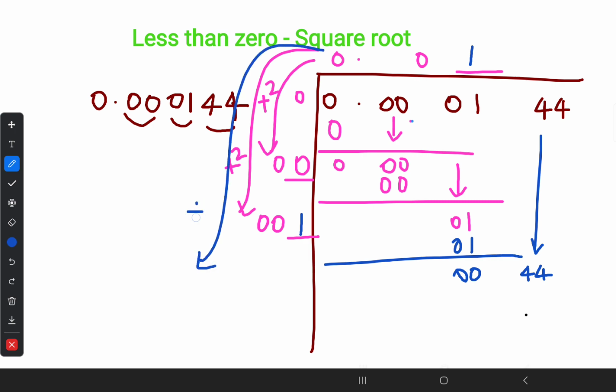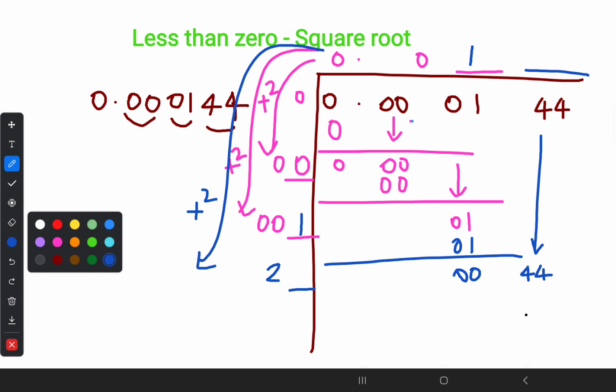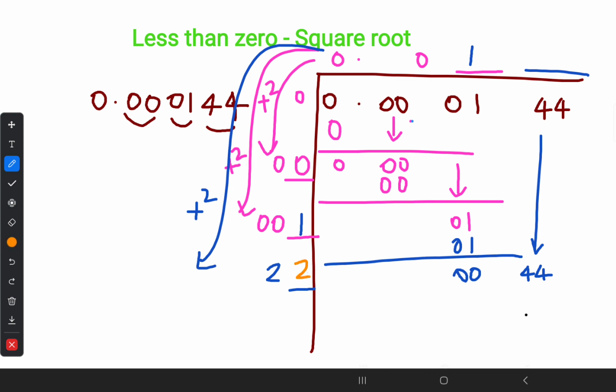1 times 2, it's 2. Here is a blank and here is a blank. To obtain 44 as our answer, 22 should be multiplied by 2. That will give you 44. Finally, it's 0. So what's the square root for this total number, 0.000144? Its answer would be 0.012.